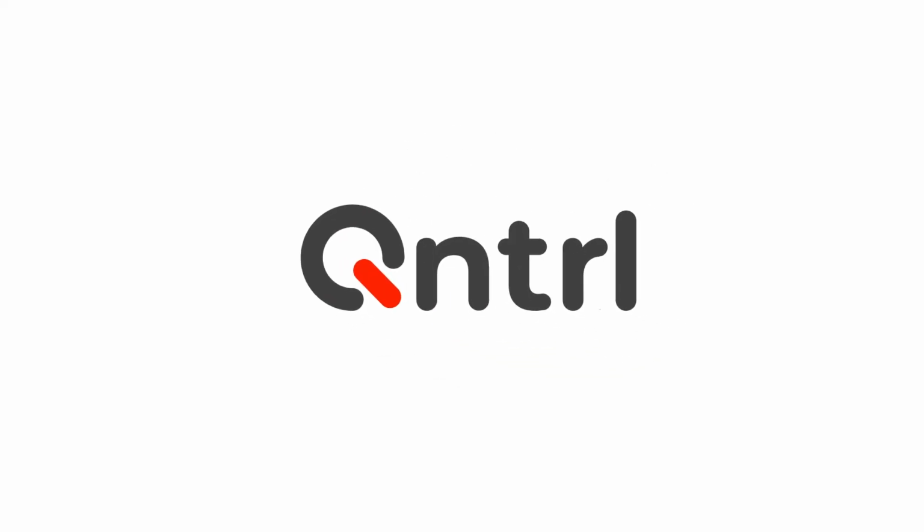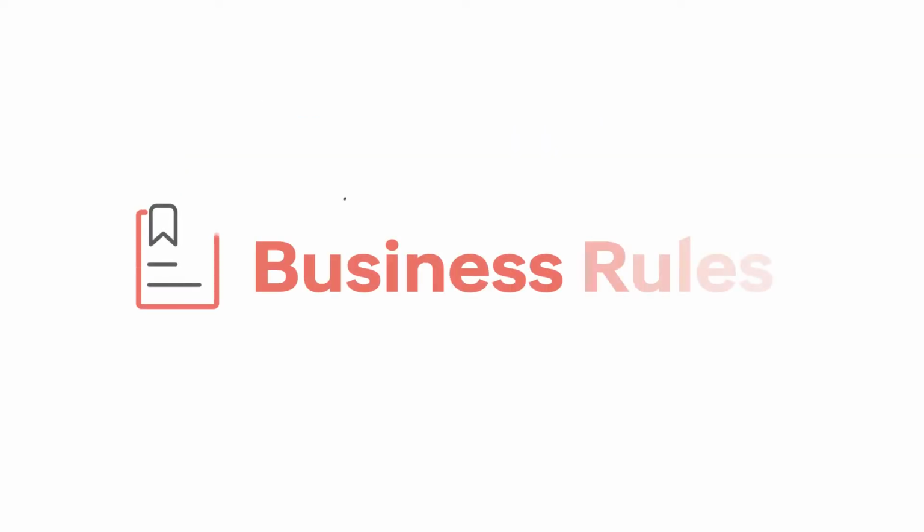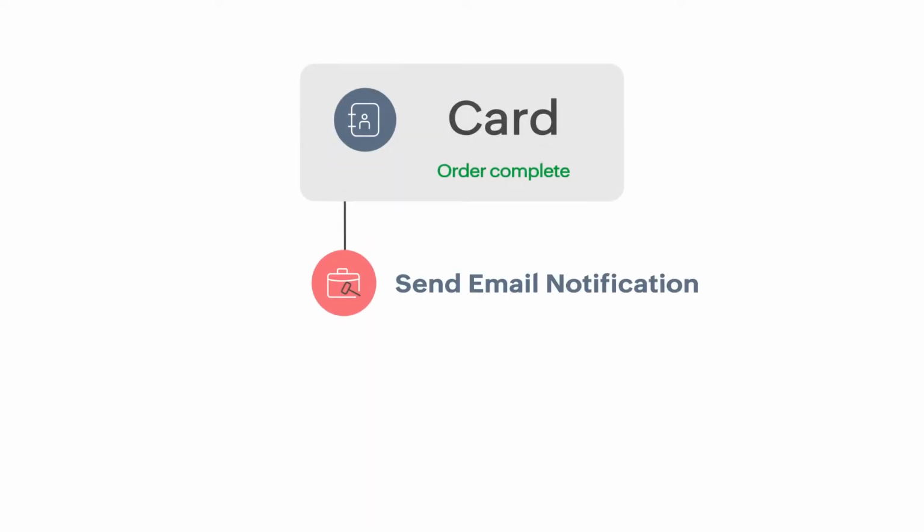Welcome to Qntrl. Today we're going to learn how to create business rules and schedules. Business rules prompt specific actions based on the activities performed on the card. You'll be able to send email notifications or update tasks and fields every time a business rule is triggered.